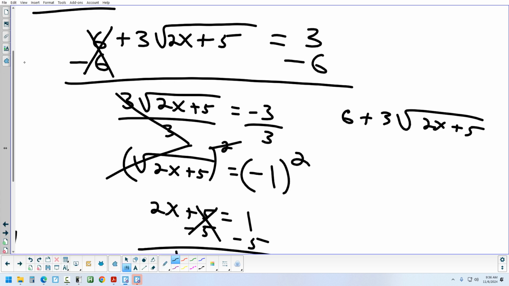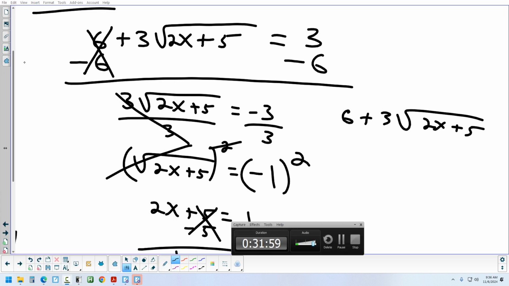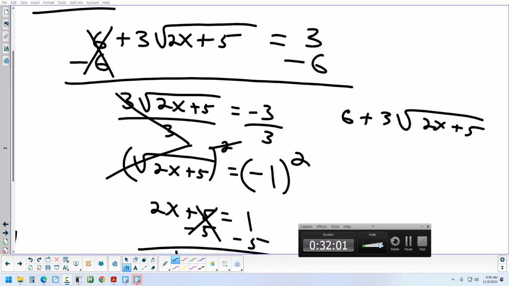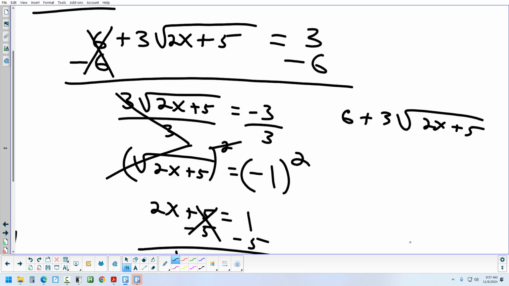Okay. Any questions on that? Yes? On the test, was the answer ever asked to be an imaginary number? No, we're just dealing with real numbers. Okay. So that's pretty much it. It's solving radical equations.